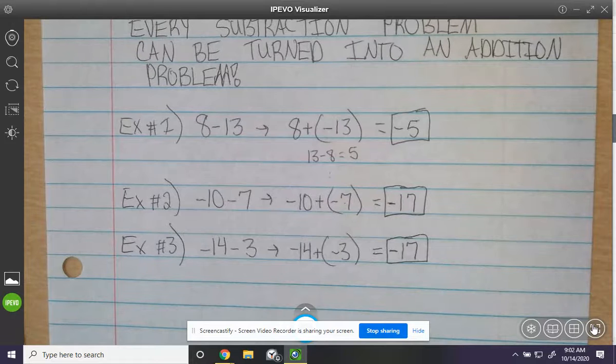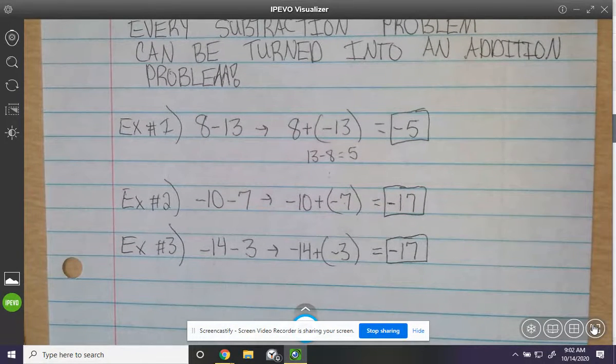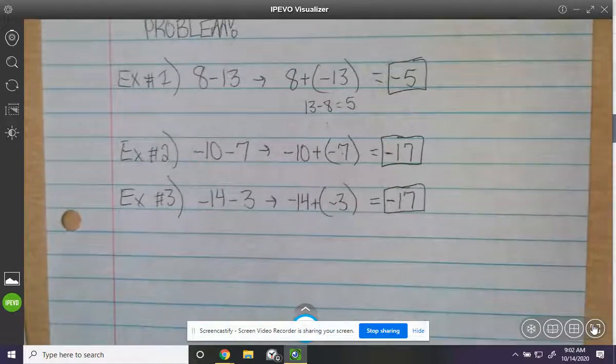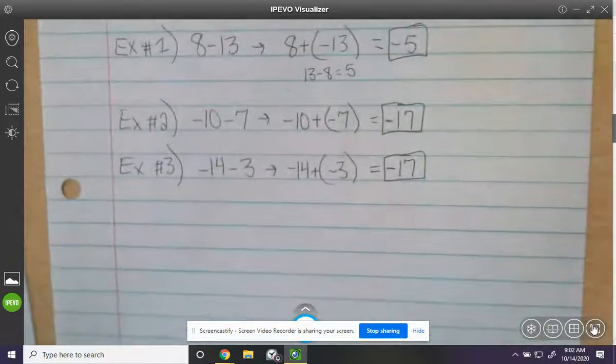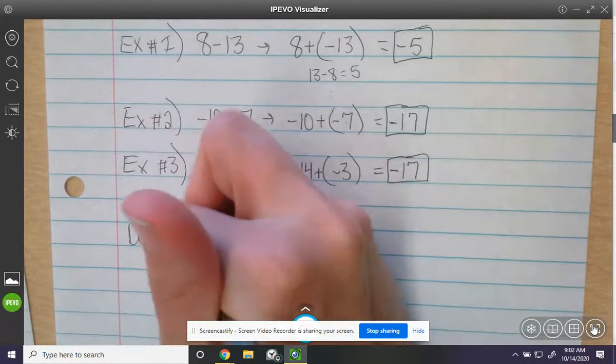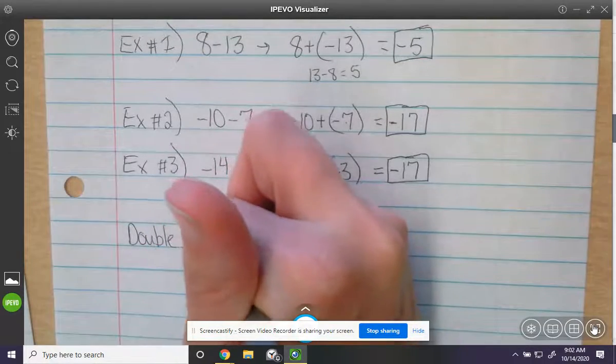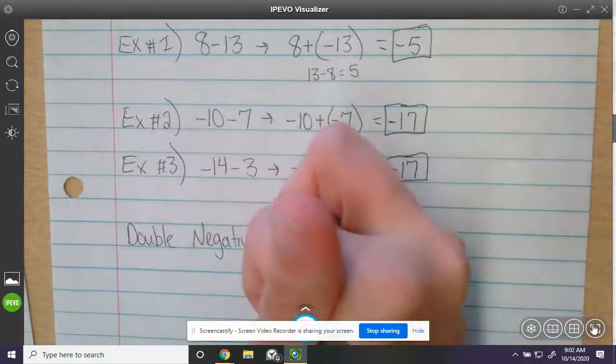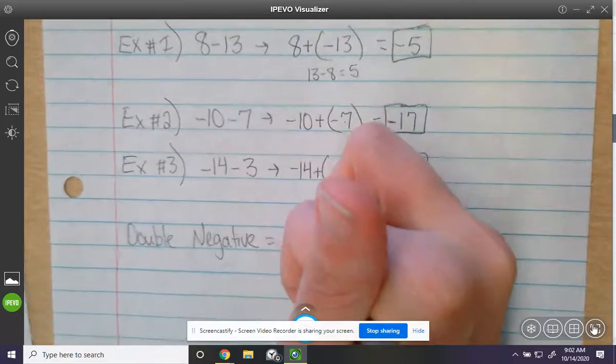Okay, so really no new rules, just being able to see a subtraction sign as a negative is the biggest thing here. But we do have one new rule because we have some weird things happen sometimes. And that is whenever we have a double negative. A double negative always equals a positive.